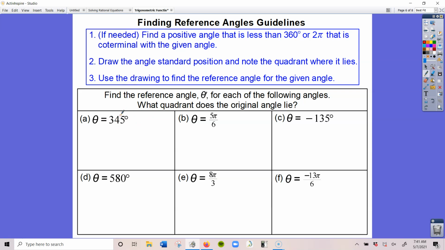So let's start with 345. 345 is already less than 360, so I don't need to find a coterminal angle. Now, if I think about where it's located on my axis here, 345 is less than 360, but more than 270, which is down here. So 345 is somewhere over here. This is in quadrant 4. So to figure out the reference angle, which is this one, we would have to do 360 minus 345, which would give us 15 degrees. And this would be the reference angle.